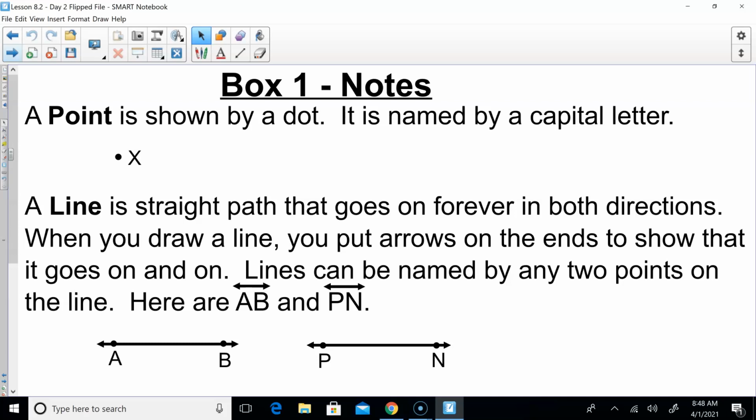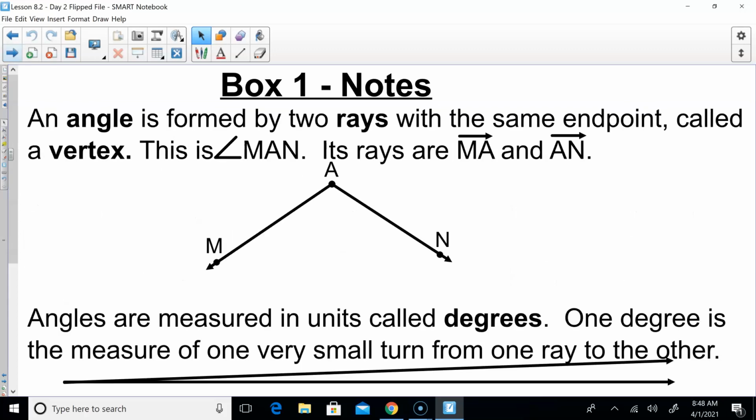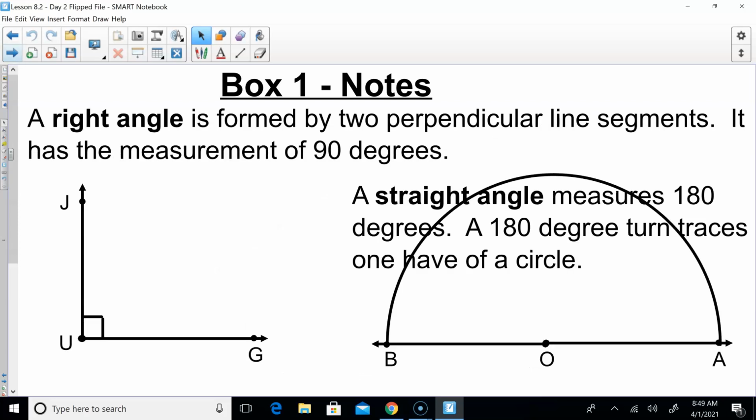We have a point, we have a line, the way they're written and the way they're abbreviated. We have line segments, part of a line. We have angles. What makes an angle? Two rays make an angle, shared at a vertex. Remember that a degree is a small unit of measurement. We have right angles, which are 90 degrees, super important. We have straight angles, which are 180 degrees, super important, helping us solve other problems.